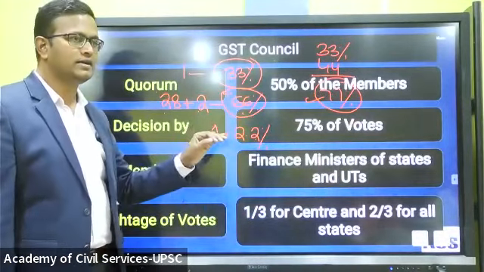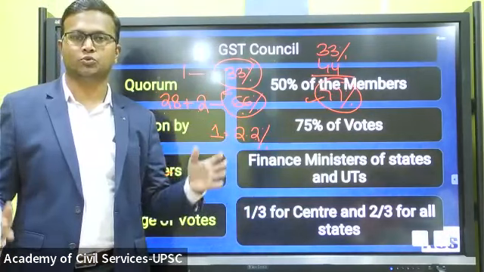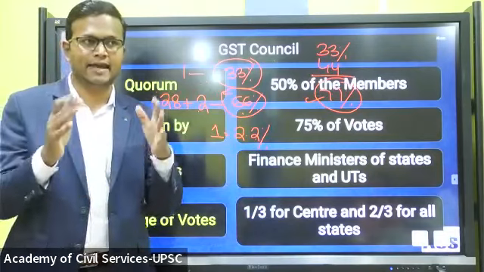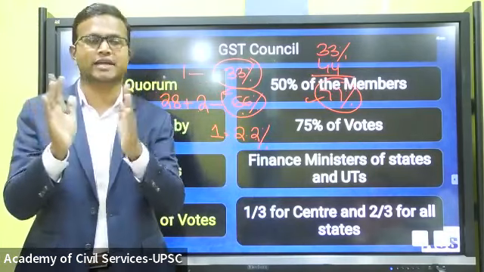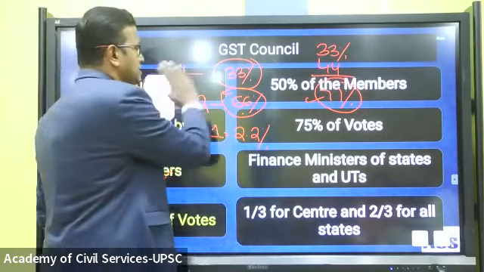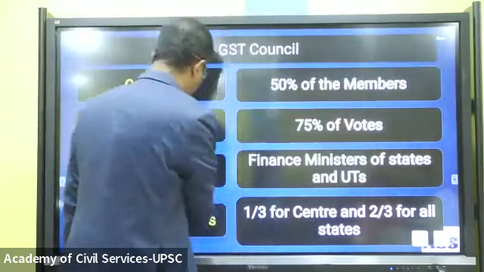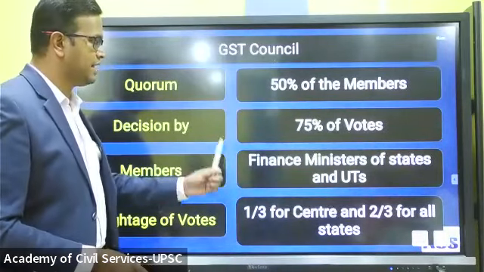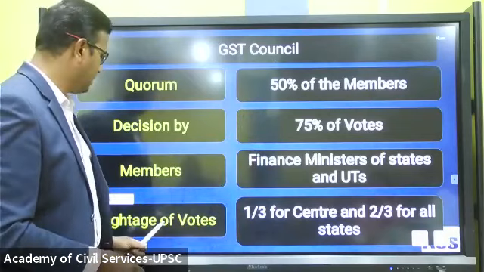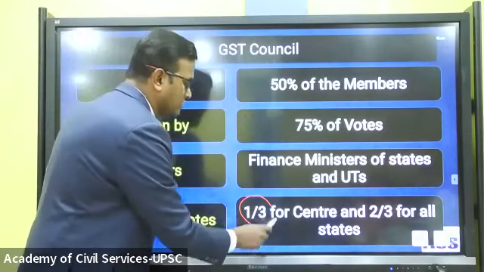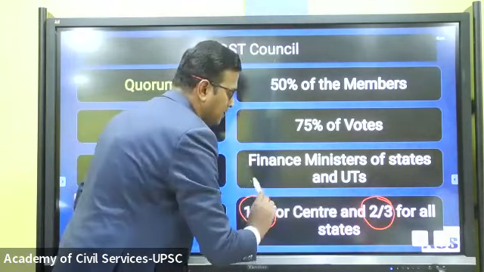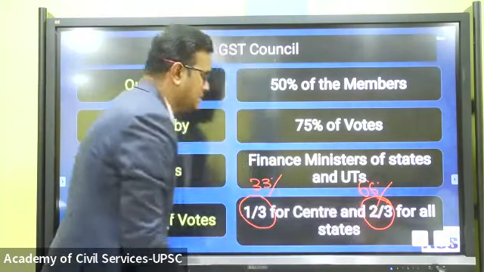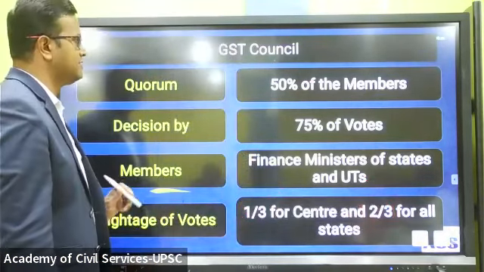This is why the GST Council is called a jurisdiction by concurrent decision. By the decision of center and states together, a solution can be made. Only the center or only the states cannot make any solution to the problem. So, decision by 75% of the votes of members, the finance ministers, and the weightage of the vote is 1/3 for the center, we can take it as 33%, and 2/3 means 66% for all states and union territories together.